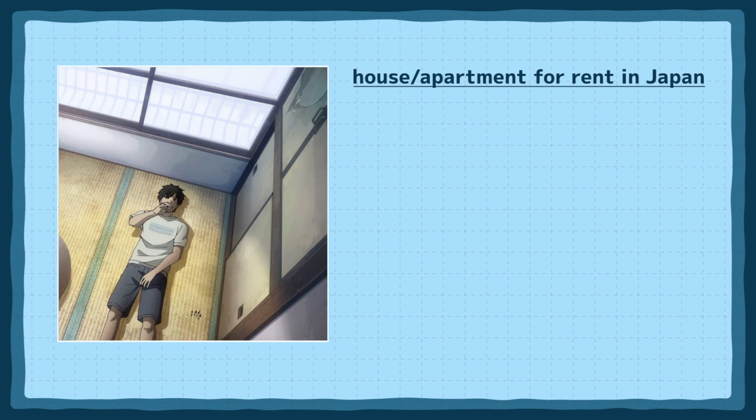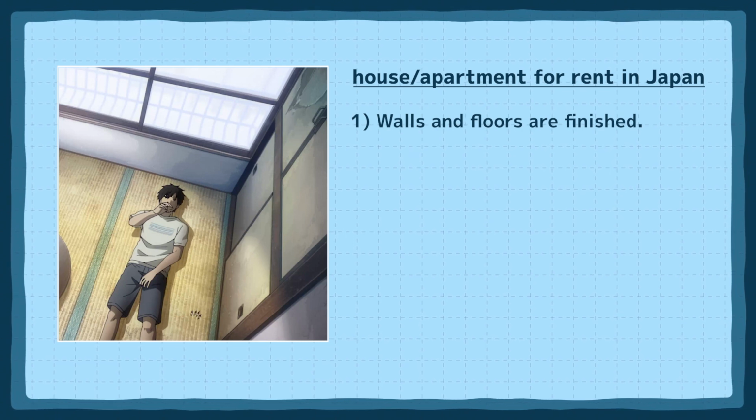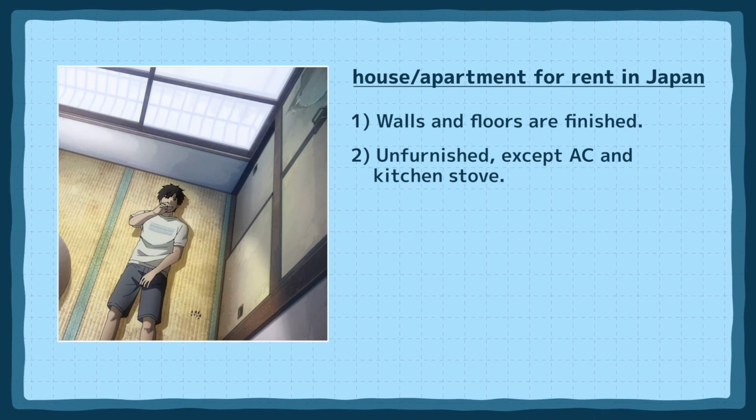By the way, you might find it irregular, but rent houses in Japan, usually all the wall and the floors are already finished, and you cannot change or decorate as you like. Painting the wall is of course no-no, and most of them are unfurnished. You might get AC or stove in the kitchen, but other than that, you have to get all by yourself. Probably hard to find a furnished house.